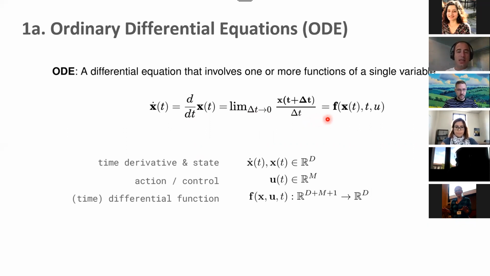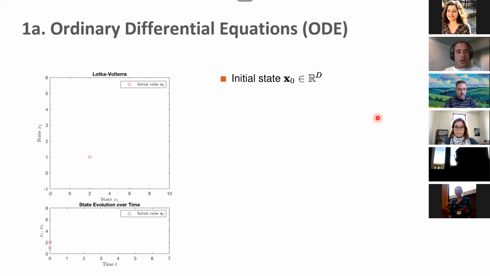This is typically given by a function f. I will refer to f as the time differential function, or just differential function, or sometimes vector field. It typically takes three parameters. One is the state itself. The other one is time. This is the dependent variable and the independent variable. And finally, u here is some external control signal, which will all be clear soon. To illustrate what ODEs are about, I'll use a simple example called the Lotka-Volterra system.